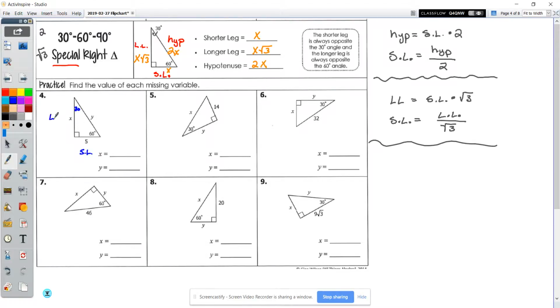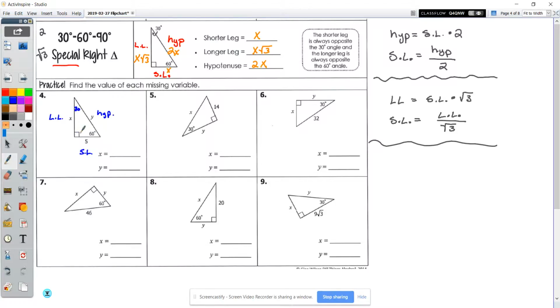The x is the long leg, and the y is the hypotenuse. Now, if you're having trouble figuring out which one is which, I can help you with that a little bit separately. But the short leg is always opposite the 30 degree angle.